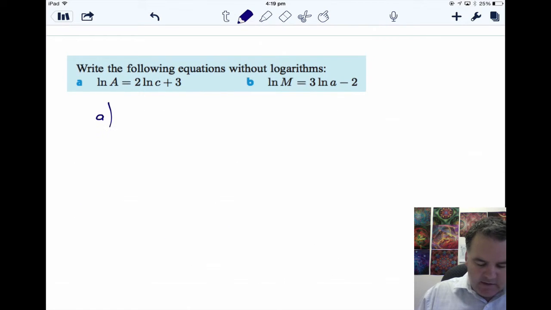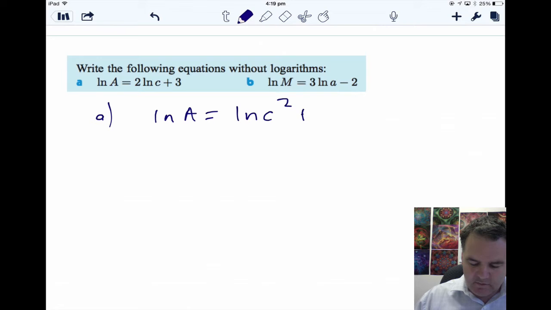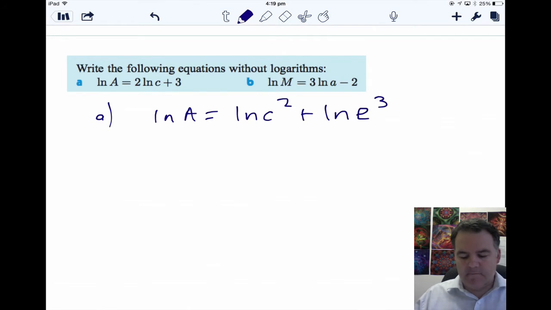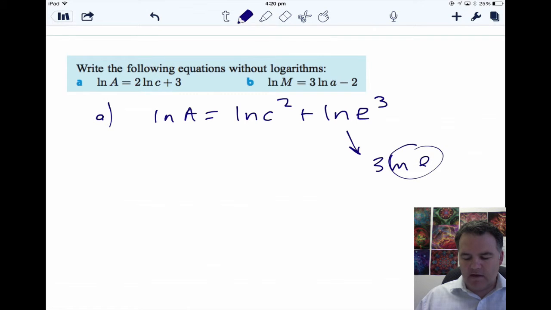So ln of A is 2 ln c plus 3. So I could write that as ln c squared plus 3. Okay, now how are we going to write 3? Instead of writing it as 3, I want to write it as ln. How about that? Okay, so ln e cubed is the same as 3 ln e, and that is equal to 1. So that there would be 3.